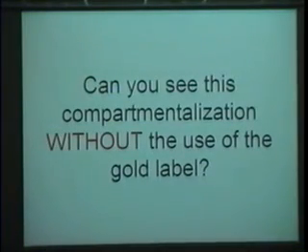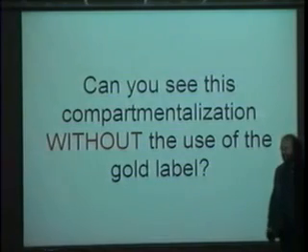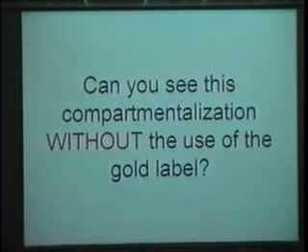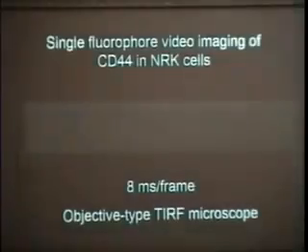Now, everything I've shown you has gold as the label. There's huge gold at the top. And the first question I always had was, what's the gold doing? You've got a huge planet on top of a protein. Isn't that affecting everything you're seeing? Can you see this compartmentalization without the use of gold label? And this is data that I just got a week before I came here.